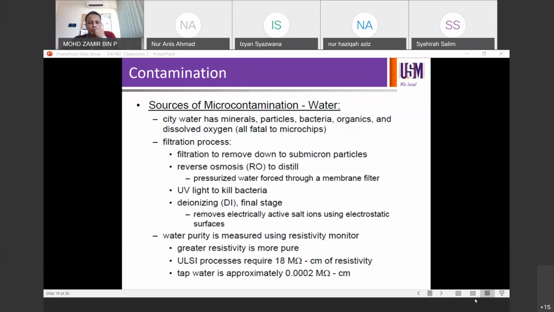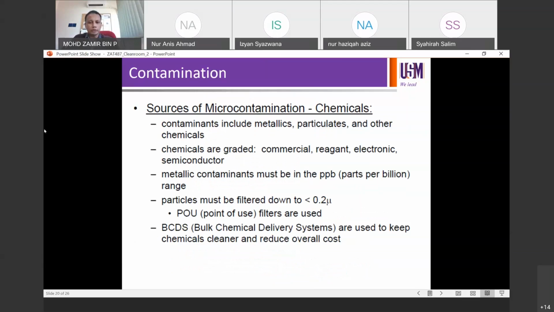It's equally important. So DI water is used, not normal water. We have to use DI water, or deionized water. Water purity is measured using a resistivity monitor. If you're talking about the ULSI process, or ultra large scale integrated circuit, it requires 18 mega ohm, just like what we use in our NOLAB, 18 mega ohm cm of resistivity. Tap water, in comparison, is approximately 0.0002 mega ohm. So resistivity is much lower than deionized water. So you cannot use normal water to do fabrication.